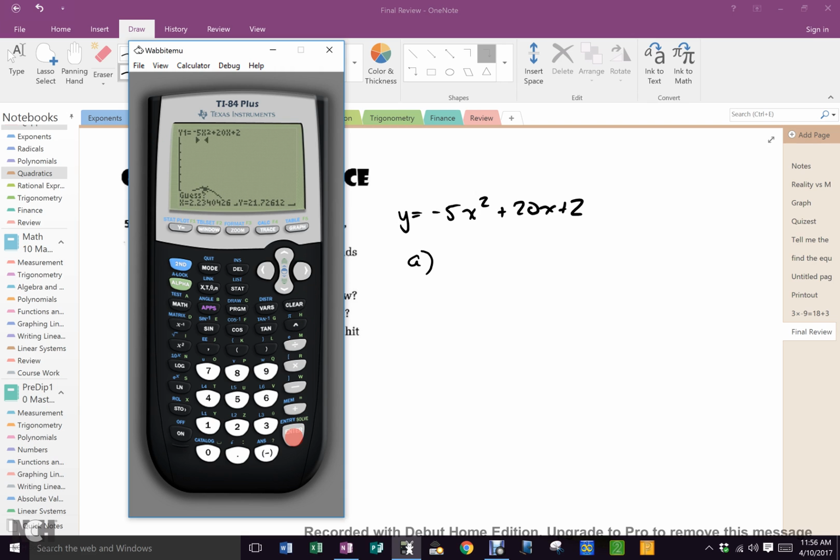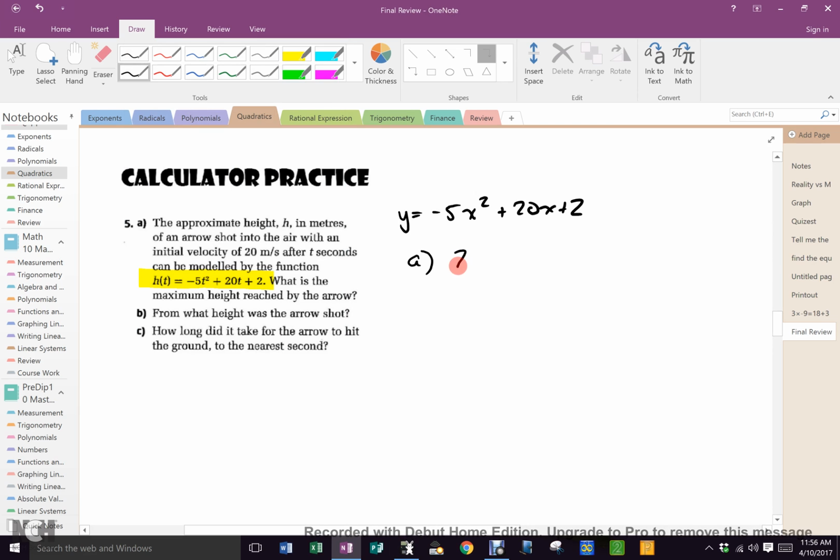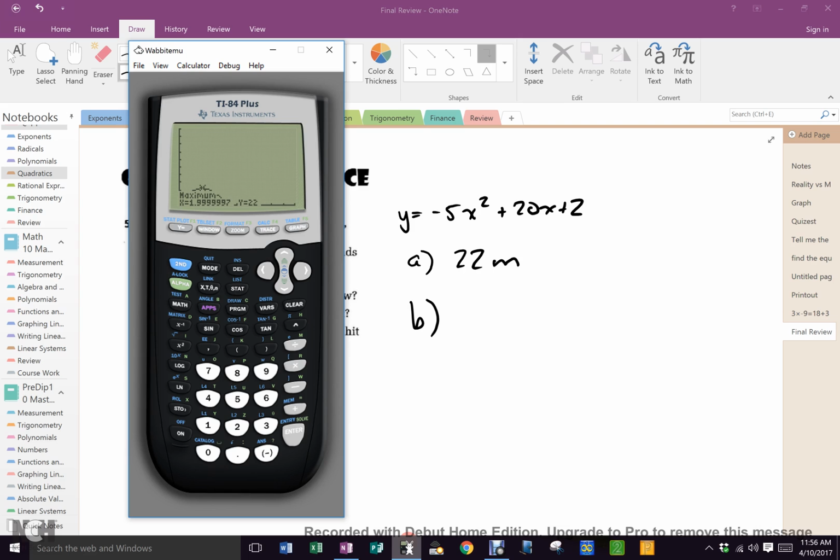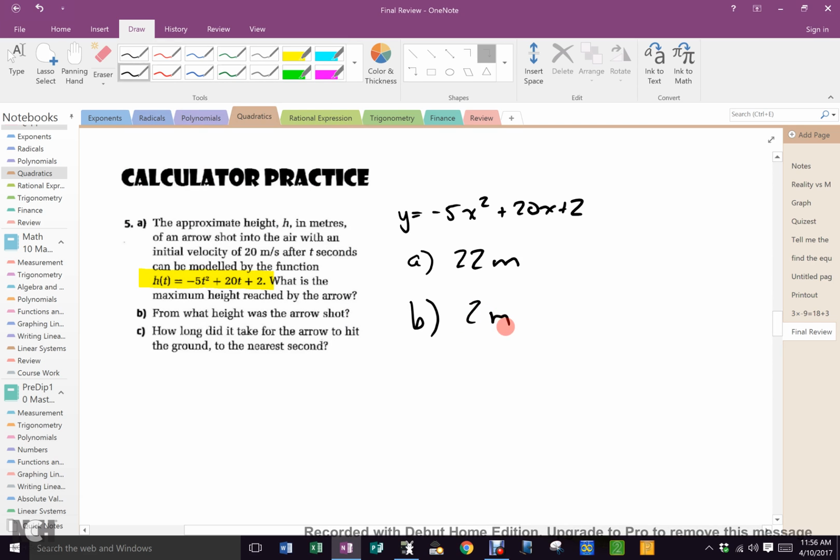Right boundary is entered, I guess 22. So 22 meters. B, from what height was the arrow shot? Well, that means your time is 0, right? So I need second calc. My value is x equals 0. So y is 2 meters.